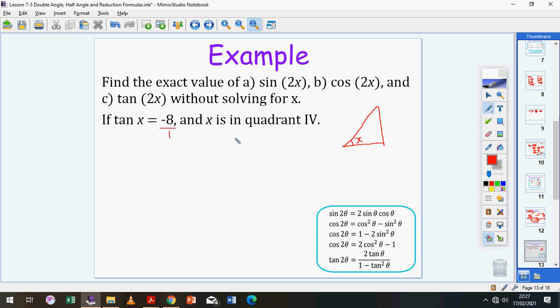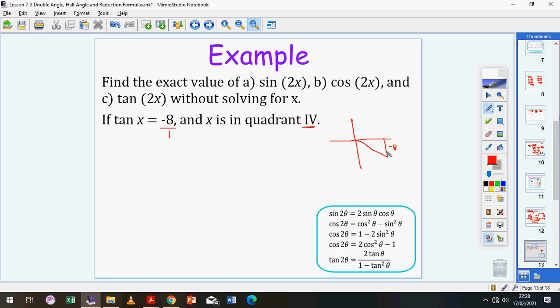The adjacent is 1. I'm just going to use this negative to help me represent the quadrant. Because it's in quadrant 4, I know tangent will be negative. So I won't call my opposite negative. If I'm trying to be strict in drawing it in the correct quadrant, I will draw it like this. In this fourth quadrant, the angle would be here. The opposite would be negative 8 because it's going down in the y direction.